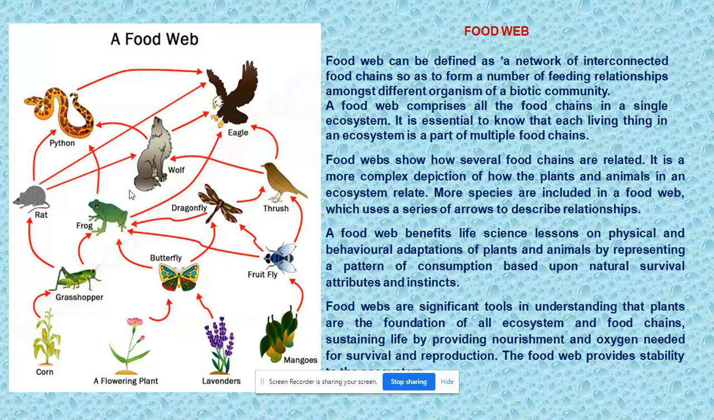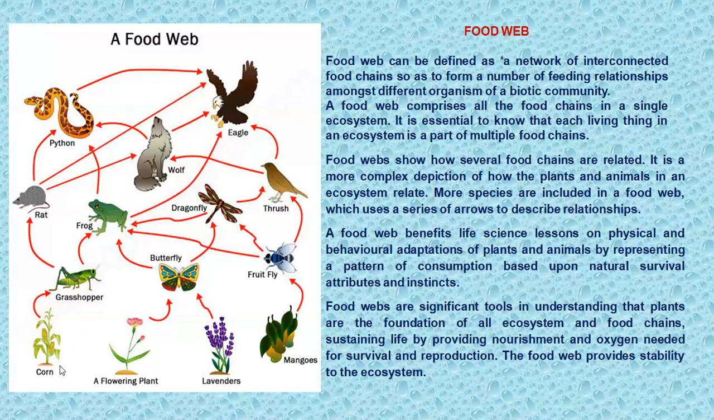Food webs are significant tools in understanding that plants are the foundation of all ecosystems and food chains, sustaining life by providing nourishment and oxygen needed for survival and reproduction. The food web provides stability to the ecosystem.